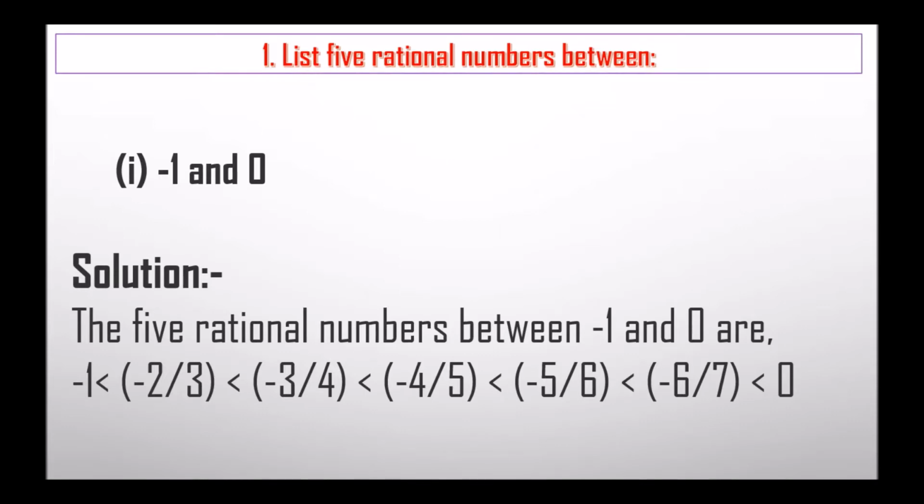First question is list 5 rational numbers between -1 and 0. The 5 rational numbers between -1 and 0 are -1 less than -2 upon 3, less than -3 upon 4, less than -4 upon 5, less than -5 upon 6, less than -6 upon 7, less than 0.